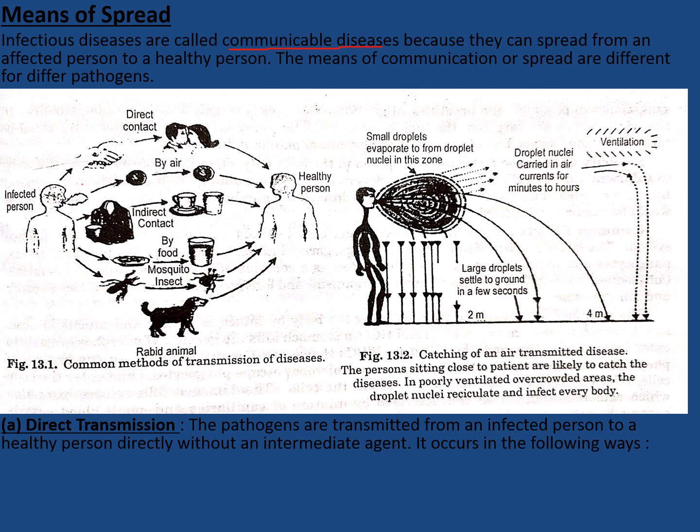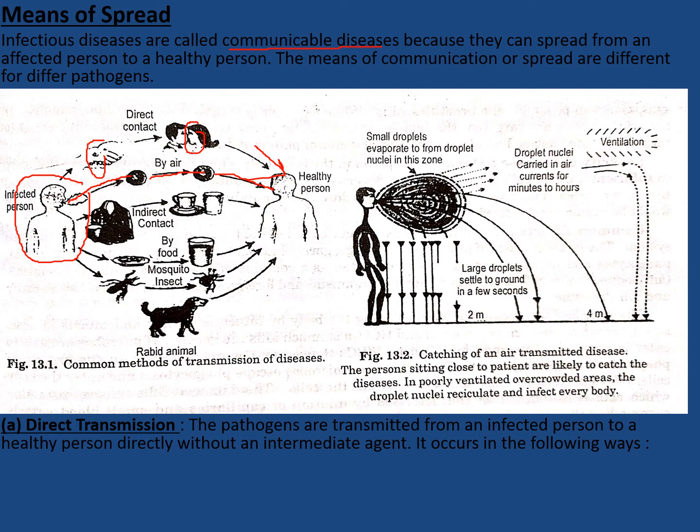Look here, these are the infected persons. Then by handshaking, that is direct contact, or in deep kissing, they can transfer the disease to the healthy person. Another case, by the air: the droplets of water coming out from the mouth travel in the air and are inhaled by the healthy person.